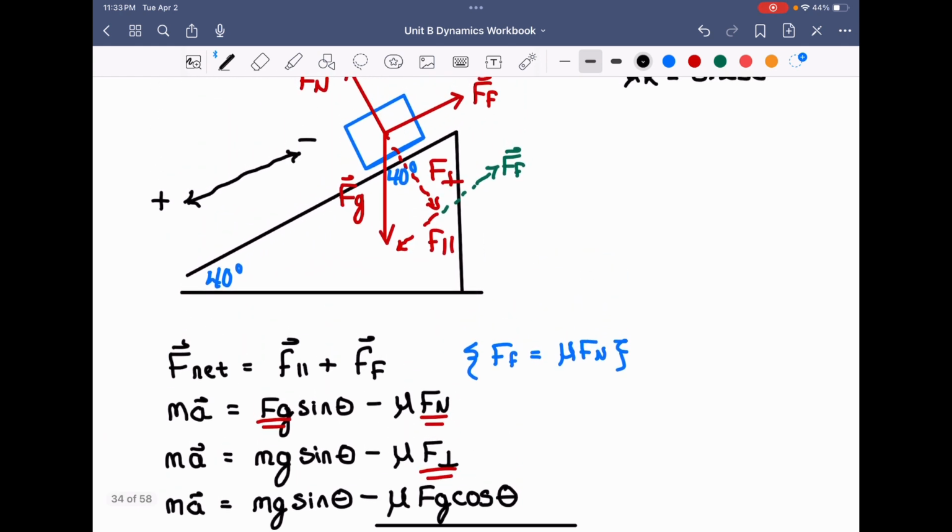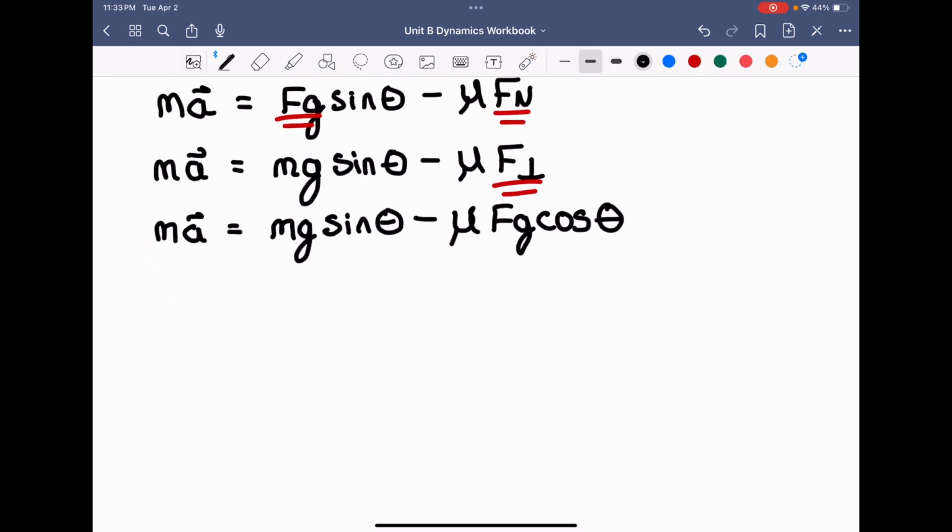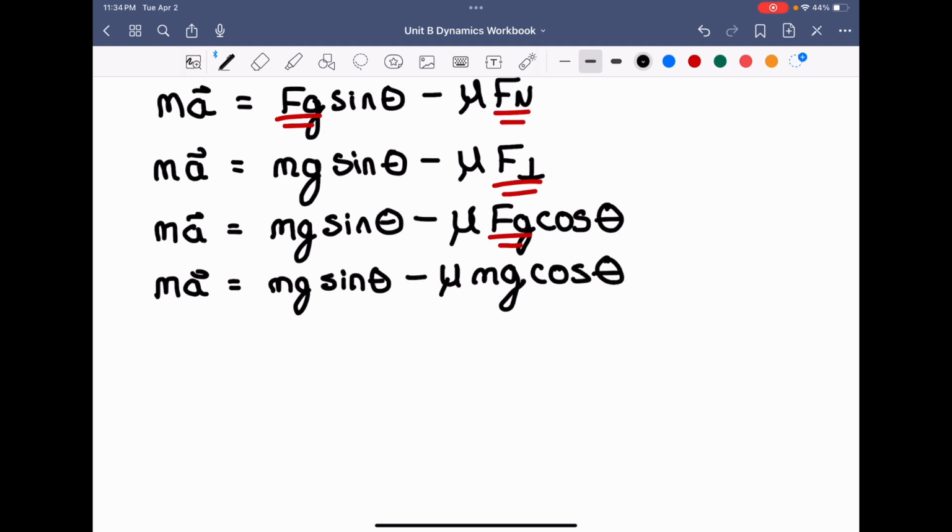If I scroll back up here, I would look at this and say, well, according to 40, this is the adjacent over the hypotenuse, so I'm going to use the cos ratio. And then again, we're not satisfied with this piece here. This Fg here, just like we did with the previous term, our F parallel, we want to make sure that this is mass times acceleration, which is equal to mass times gravity sine theta, minus mu mg rather than the Fg cos theta.